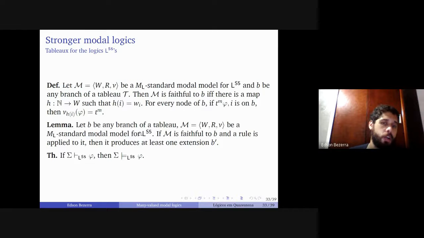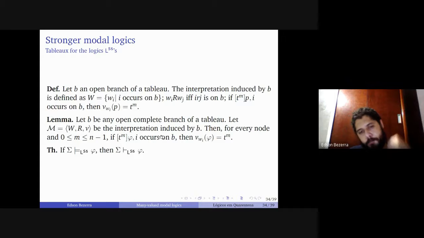And the notion of faithfulness is quite the same as in the previous case, but now we do not need to make restrictions on the behavior of modal formulas in non-normal worlds, because we do not have non-normal worlds here. And then we can prove the soundness. We can apply now the definition of interpretation induced by a branch in a similar way, but here all the worlds are normal. And then we prove the key lemma, and then we prove the completeness. Okay.